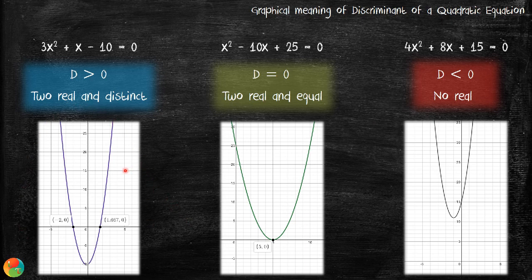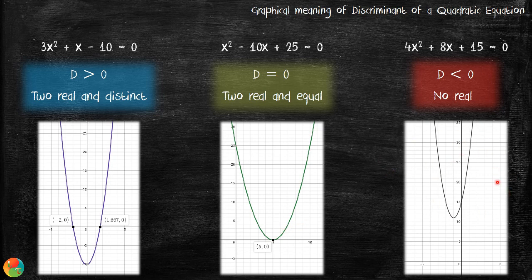First graph is of quadratic polynomial 3x square plus x minus 10. But we have to focus on these 2 points where the graph is intersecting the x-axis. You'll see that there are 2 distinct points, and in this case we had 2 real and distinct roots. Coming on to a second graph, that is the representation of a quadratic polynomial x square minus 10x plus 25. This graph is uniquely intersecting x-axis at a point 5, 0. It means the corresponding quadratic equation has 2 real and equal roots, which are 5 and 5.